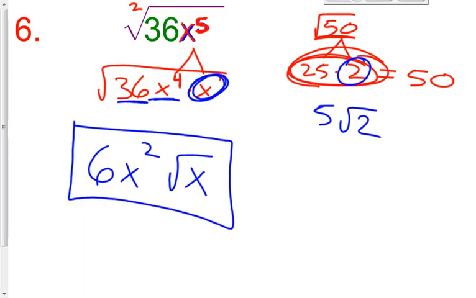So kind of think to yourself in the way that you broke down these numbers, you do these letters the same way. You break these numbers into something that you can take the square root of. You break up the letters into stuff that you can take the square root of. You can take the square root of x to the fourth. Whatever you cannot take the square root of, you leave it underneath the radical.